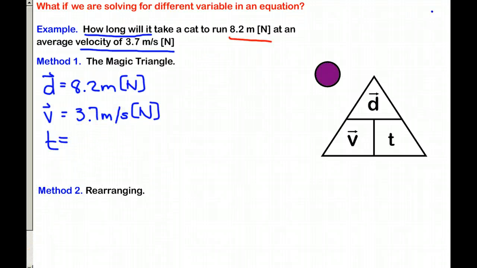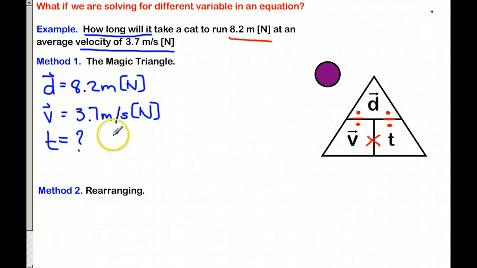Okay, so here's where the magic triangle comes in. We're trying to find time. Every formula that has three variables in it can fit into what we call a magic triangle because it helps us solve it a little bit easier than using the math. Basically, the magic triangle tells us that any horizontal line separating two variables represents division, and any vertical line separating two variables represents multiplication.